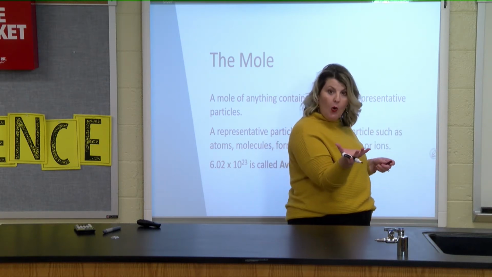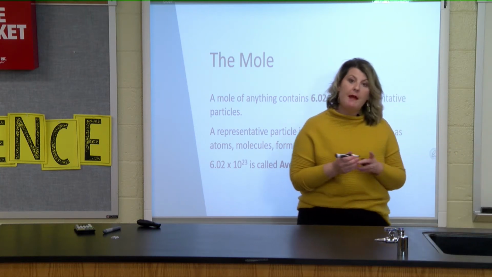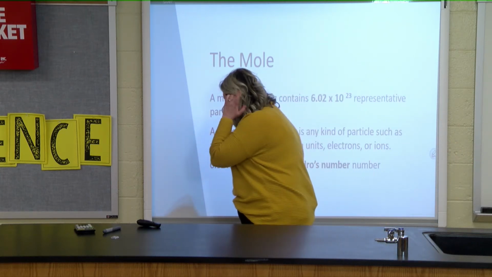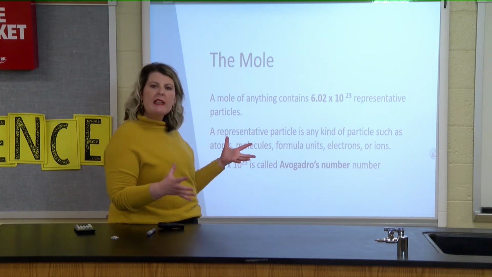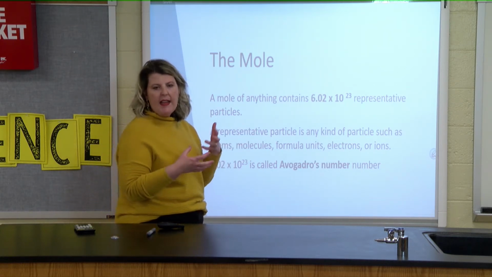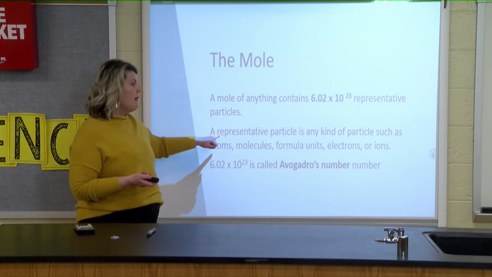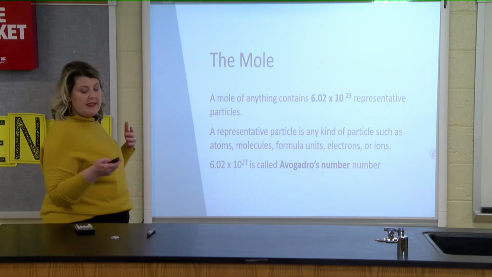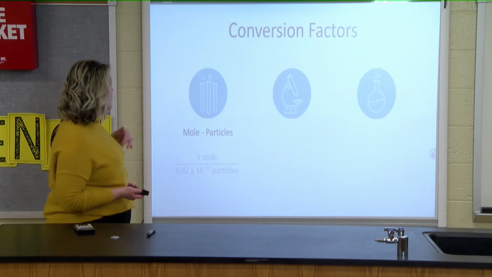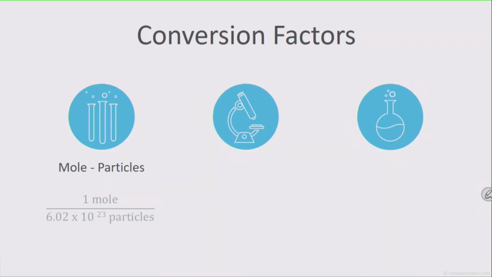So if I had a mole of sodium atoms, you would have that many sodium atoms. The reason chemists use a mole is probably obvious now. That's a really big number to write. So we need a way to condense that and talk about it in numbers that are more scalable. When we talk about a mole, we're going to be talking about any kind of representative particle. So you're going to hear us say atoms or molecules or formula units. And this is going to give us our first conversion factor.